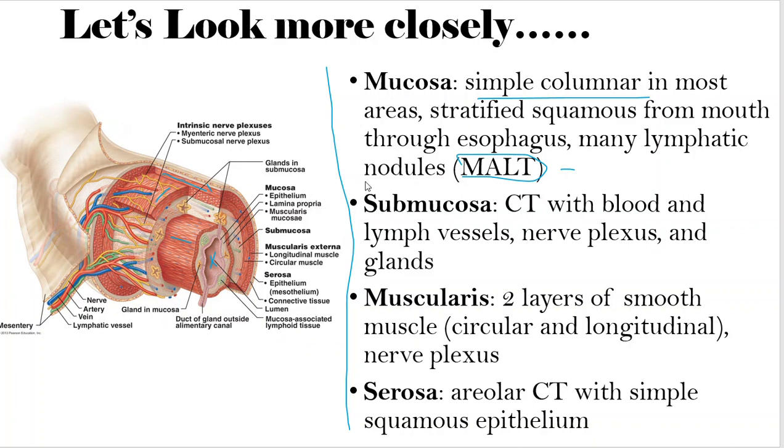Submucosa. So the mucosa is basically epithelium with a basement membrane with a layer of muscle around it. The submucosa is connective tissue that has blood and lymph. There's our blood and lymph vessels, nerve plexi, and the glands. The muscularis, we've talked about, muscularis externa. And the serosa is just areolar connective tissue with simple squamous epithelium. And this is going to be a lining kind of thing.